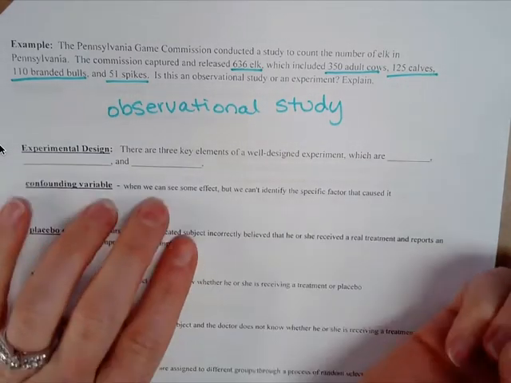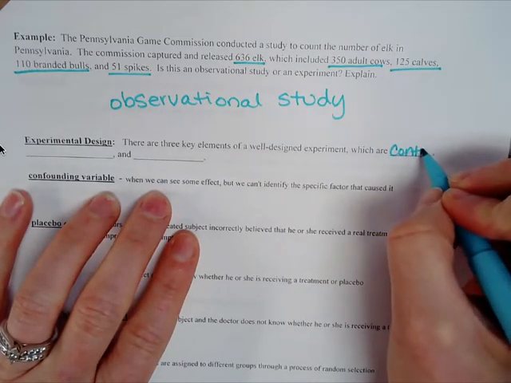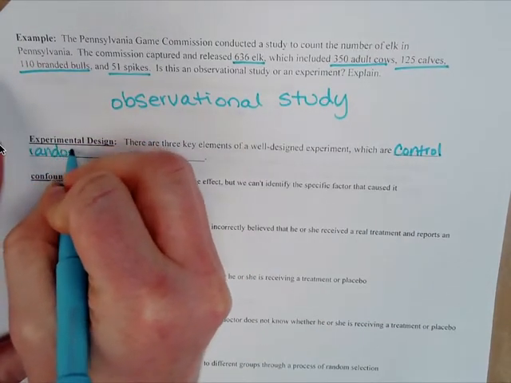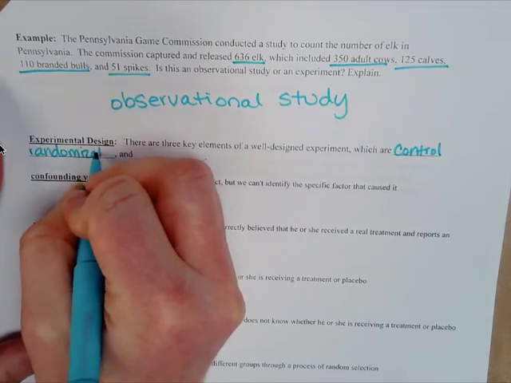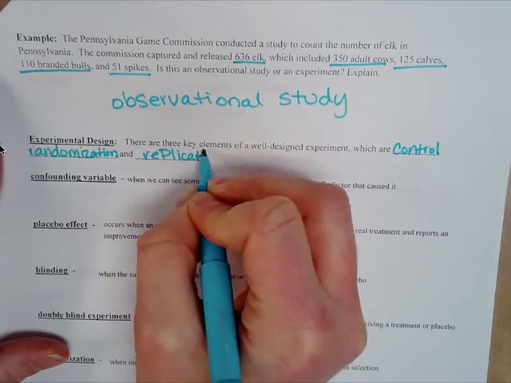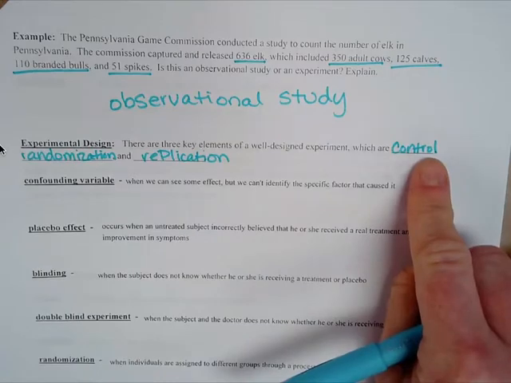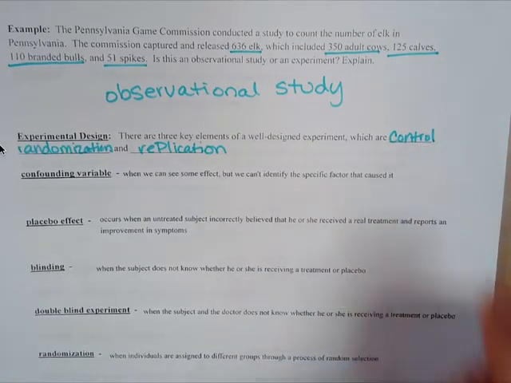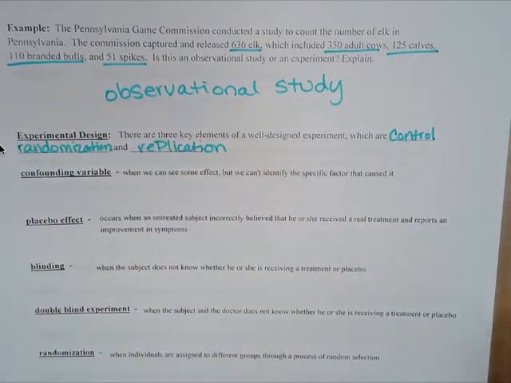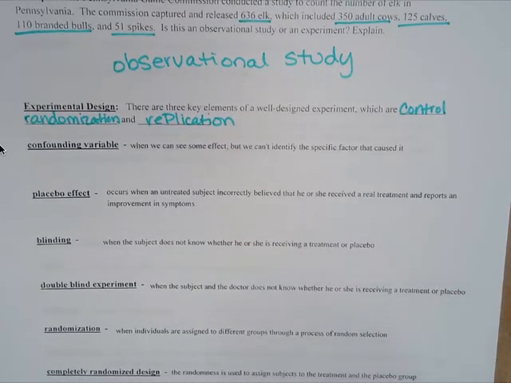Experimental design. There are three key elements of a well-designed experiment, which are control. So make sure you have these elements: control, randomization, and replication. So you'll hear the term control group. There needs to be randomization, not just selecting a certain few to get a certain outcome, and that the experiment can be replicated.